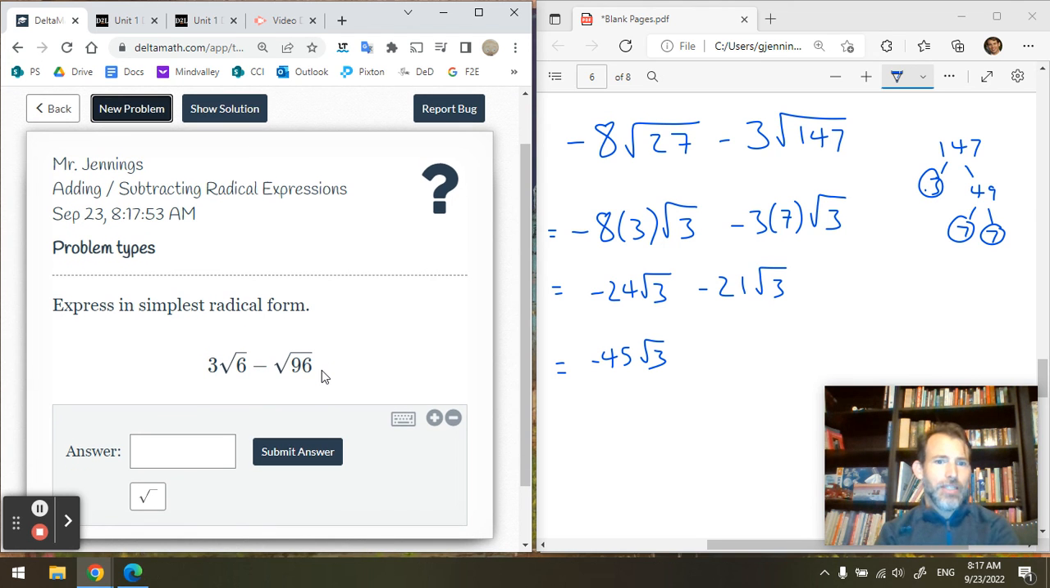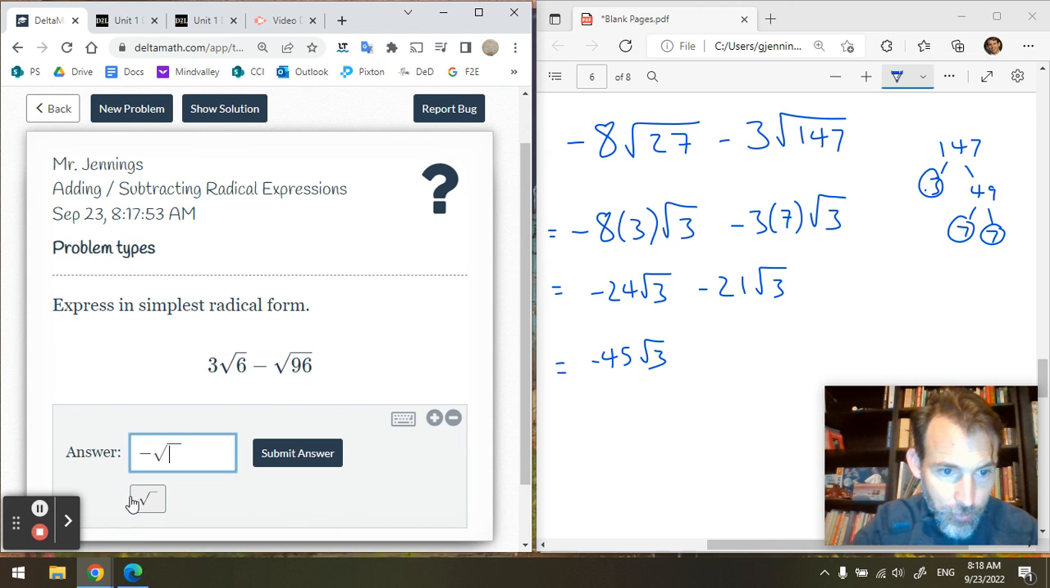3 root 6 minus root 96. Okay, so 96, what's going on there? 96 is clearly divisible by 2 and 3, so it's divisible by 6. It is 16 times 6. So 16 is a square. It's 4 squared. So it will be 3 root 6 minus 4 root 6, which gives me minus root 6.